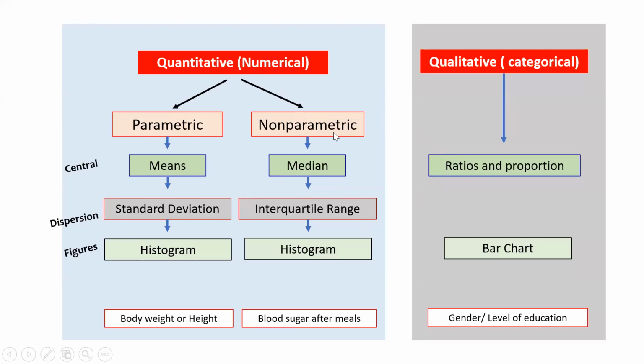Parametric and non-parametric, this concept we are going to talk about later on. I don't want to bother you. But in general, parametric is when the variable follows the normal distribution curve. If a variable follows the normal distribution curve, then it is parametric. If it is not, it is called non-parametric.